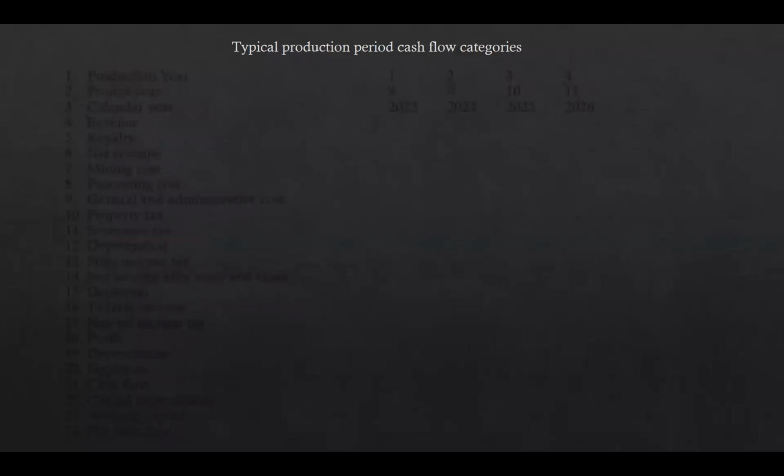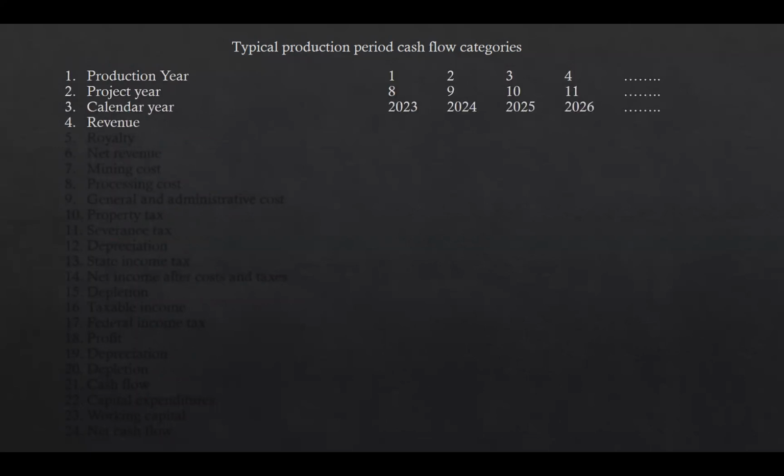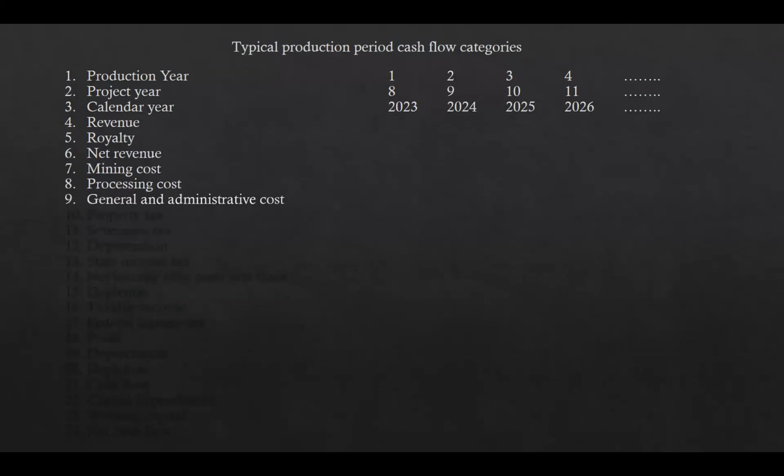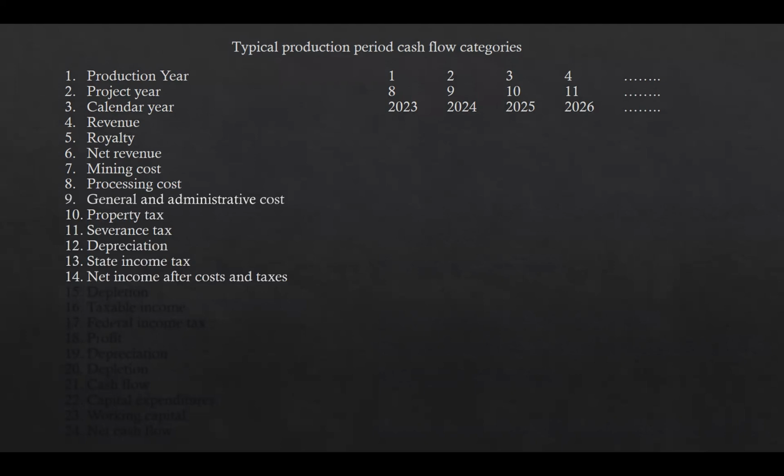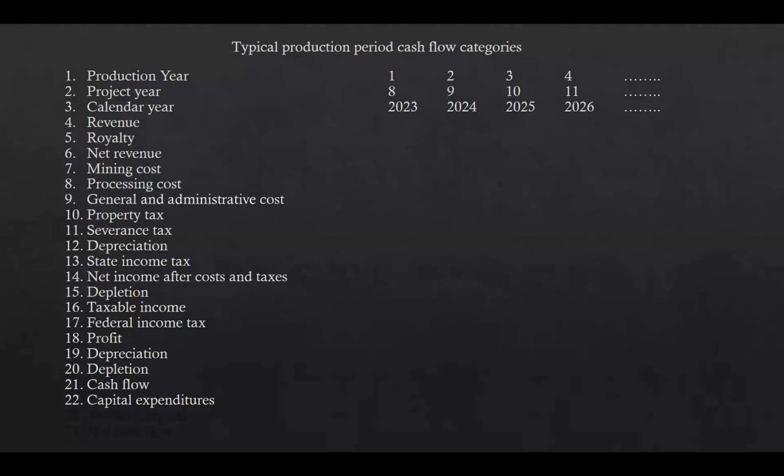The basic line items in the production period cash flow calculations include the production year, project year, calendar year, revenue, royalty, net revenue, mining cost, processing cost, general and administrative cost, property tax, severance tax, depreciation, state income tax, net income after cost, depletion, taxable income, federal income tax, profit, depreciation and depletion, which is already calculated in the expenses. Now it will be added to the profit, the cash flows, and the capital expenditures, the working capital, and the net cash flow. So all of these calculations are done to come up with the net cash flow for the mining operation.